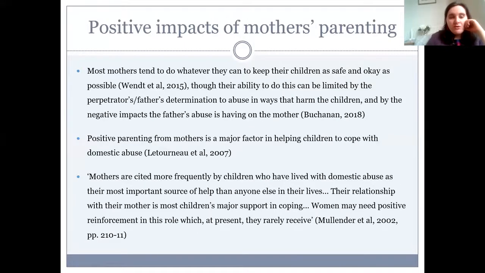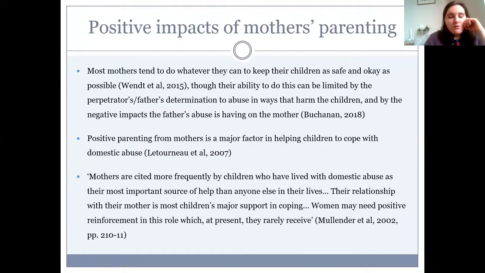Most mums tend to do what they can to keep their children as safe and okay as possible in these sorts of circumstances, though their ability to do this can be really limited by the perpetrator, the father's determination to abuse in ways that harm the children, and also by the negative impacts that his abuse is having on her.